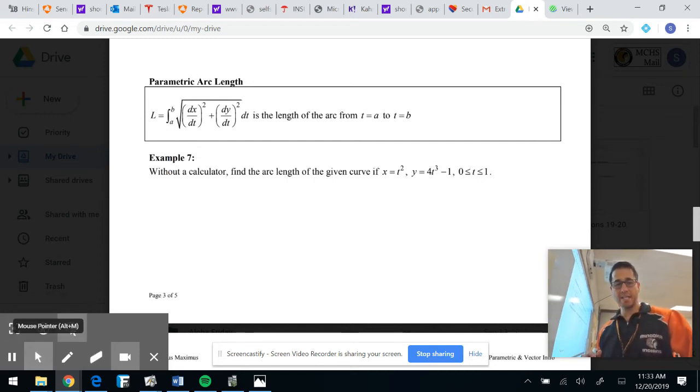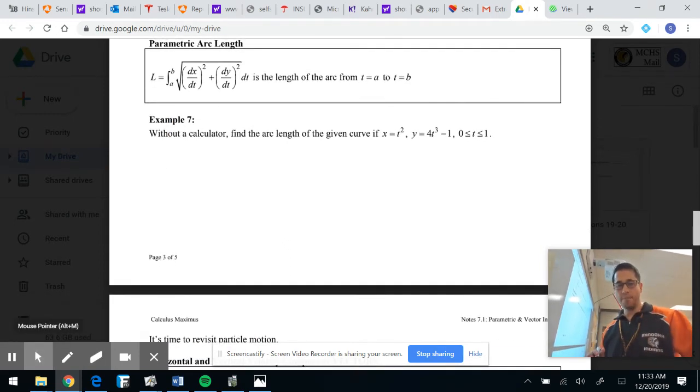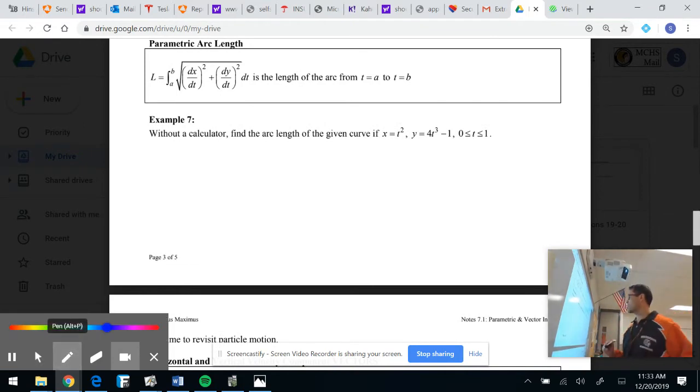Aloha class, we're on 7.7, parametrics and vector calculus. Let's get into parametric arc length. Okay, we got our blue going.